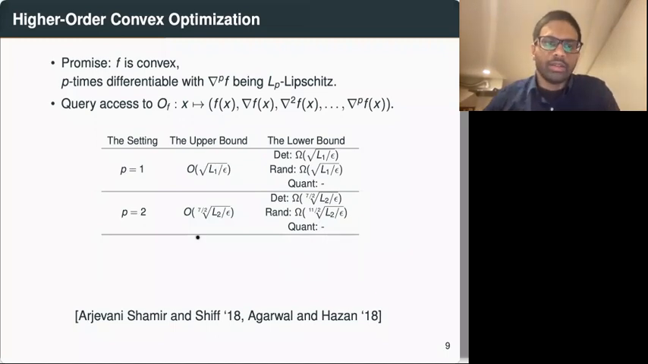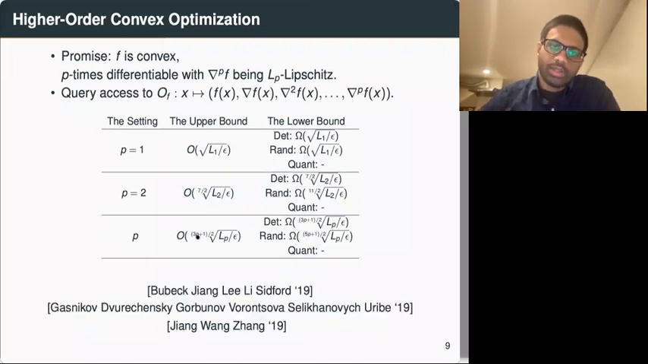And in the general setting, when p is even larger than 2, there's an even better algorithm of (3p+1)/2-th root of 1 by epsilon, which is really messy, but we won't really need to care about this much. All that you need to know is that this was also shown to be optimal. The lower bounds from the p equal to 2 setting were actually general for all p. So there was a (3p+1)/2-th root lower bound for deterministic algorithms, and a (5p+1)/2-th root lower bound for randomized algorithms.